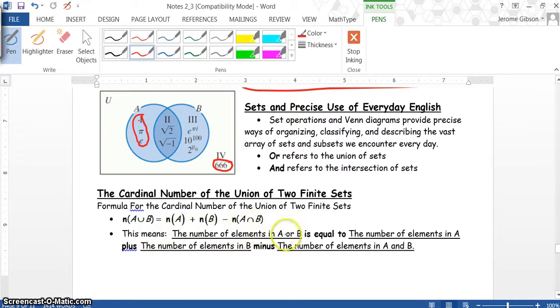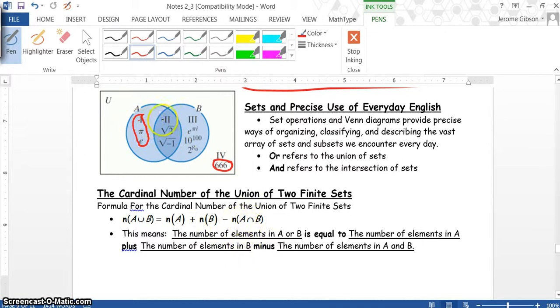This means the number of elements in A or B is equal to the number of elements in A plus the number of elements in B minus the number of elements in A and B. Basically, you would put all the elements of A, all the elements of B, and you would not overlap them. All that overlap you would get rid of.